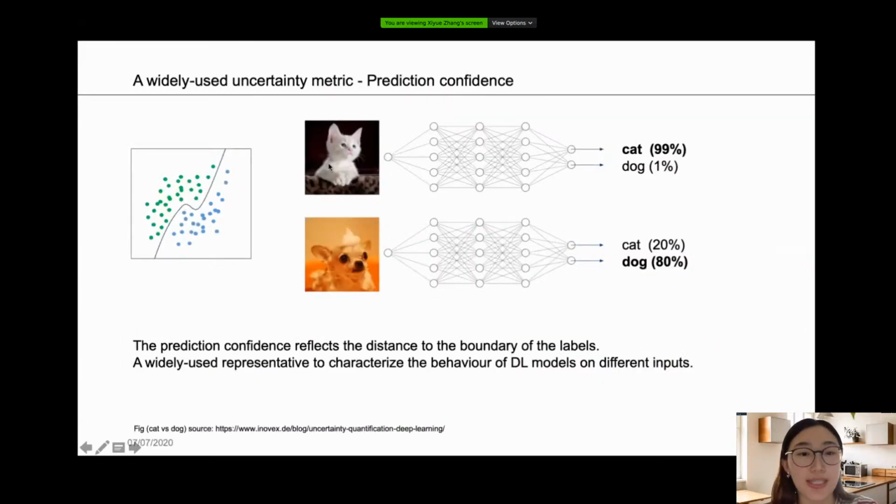Typically, a DL model is a function mapping input data to a distribution or a set of labels. In this cat-dog binary classification problem, when the output distribution is 99% versus 1%, the model presents the decision cat with very high confidence. When the output distribution is 20% versus 80%, the model has seen features of dog and some features of cat, so it presents the decision dog with relatively lower confidence than the first image. The prediction confidence has been used to reflect the distance to the decision boundary, and it has been widely used to characterize the behavior of deep learning models on different inputs.